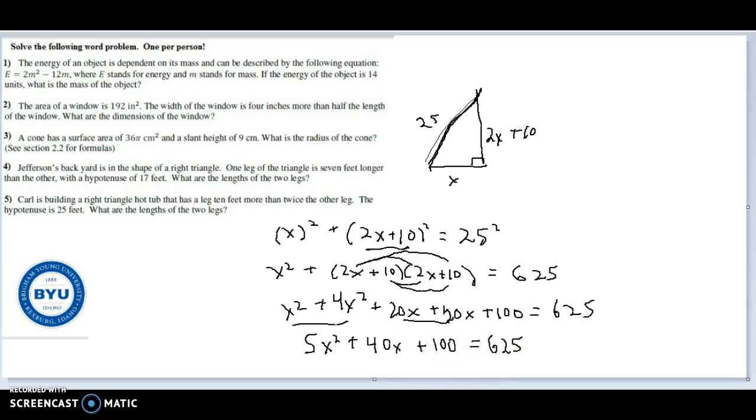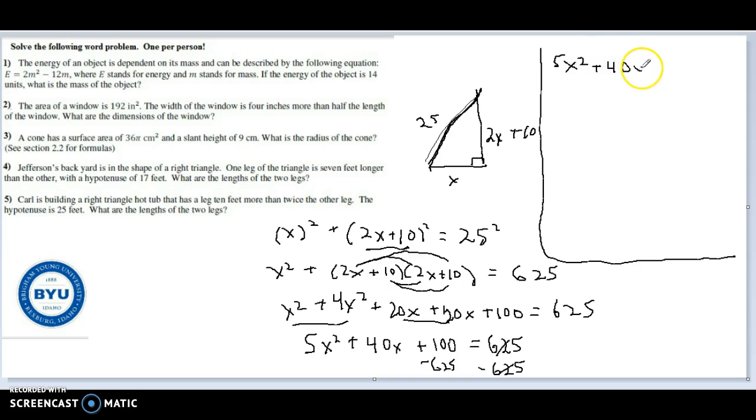Alright, so a couple more steps before we get to the factoring. First, we want 0 on one side, so let's subtract 625 from each side of the equation. That gives us 0. I'm going to come up here and write the rest of my work up here. So we have 5x squared plus 40x minus 525 equals 0.